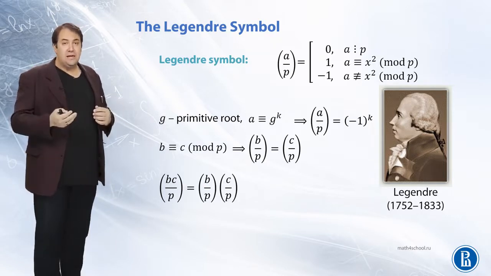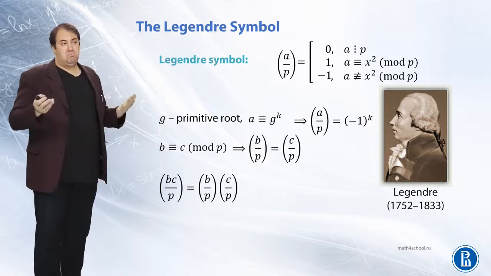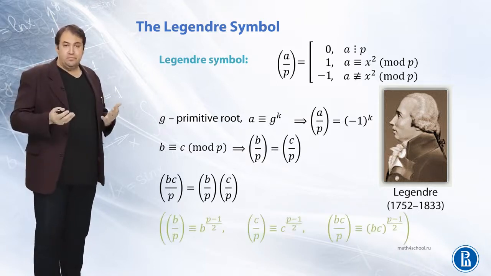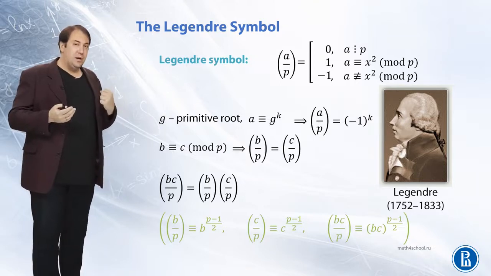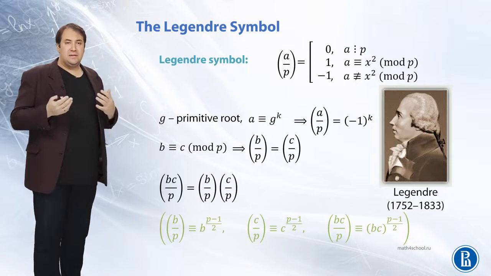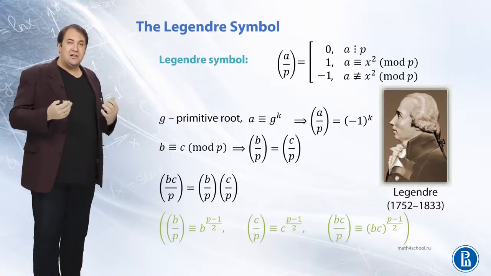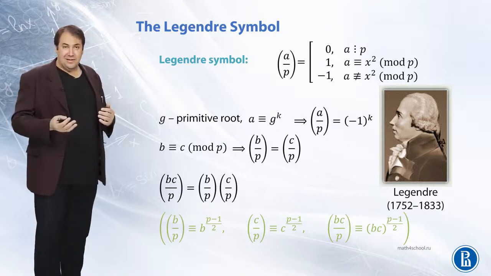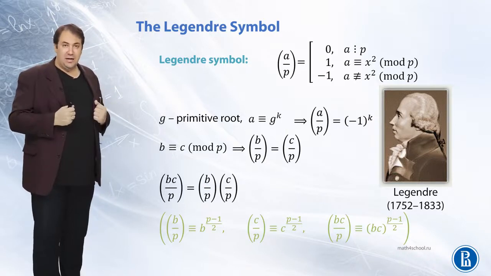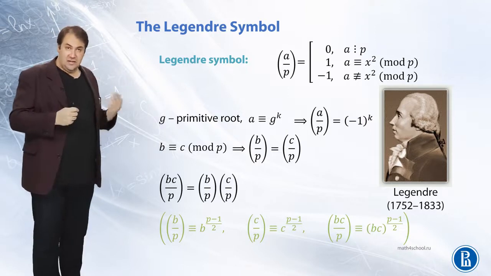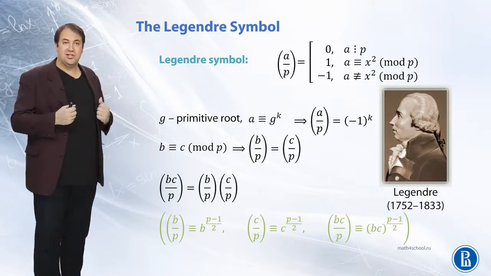And if both b and c are not divisible by p, then this property of the Legendre symbol follows from, say, Euler's criterion. We can state that the Legendre symbol of b modulo p is congruent to b raised to the power (p minus 1) over 2, because both sides are simultaneously equal to 1 or minus 1. The same holds for c, and the same holds for b multiplied by c. And obviously if we take the right hand side of these congruences, the multiplicativity holds. So it also holds for the Legendre symbol.